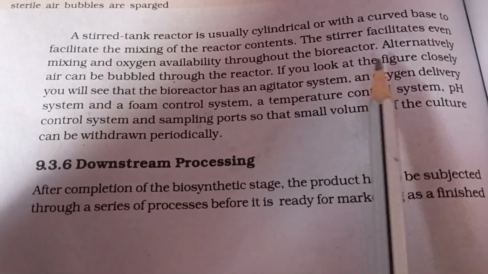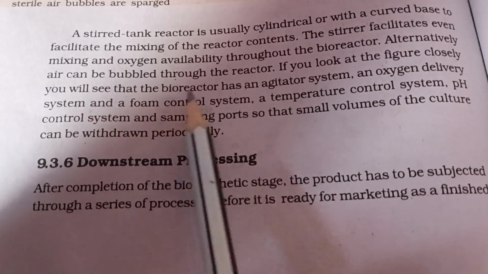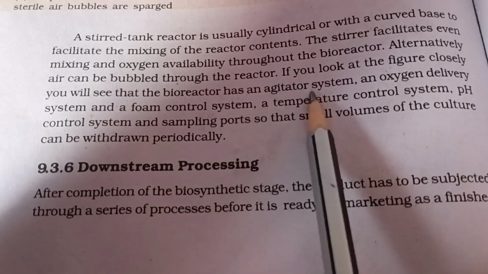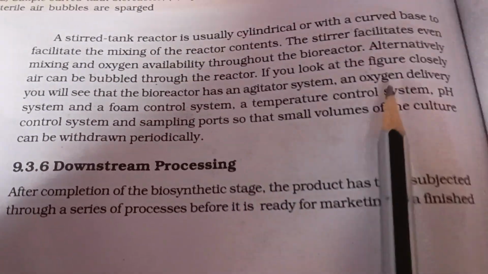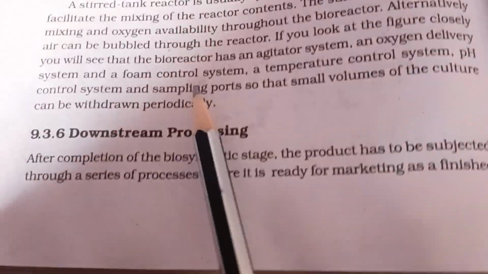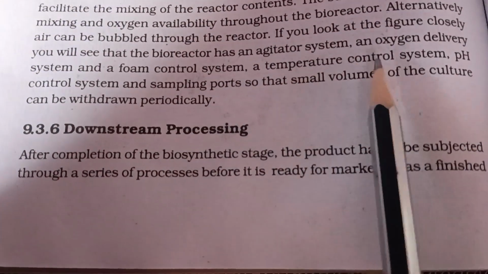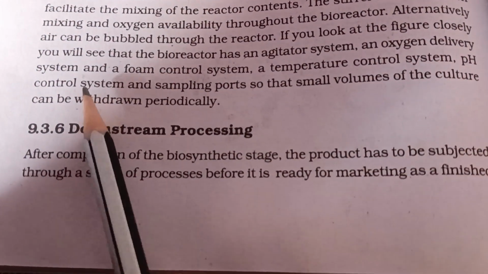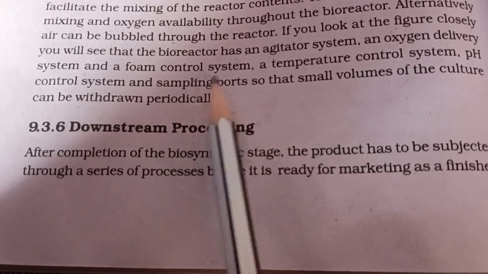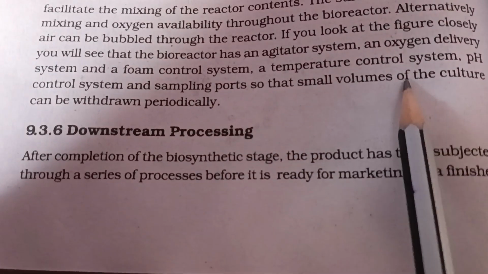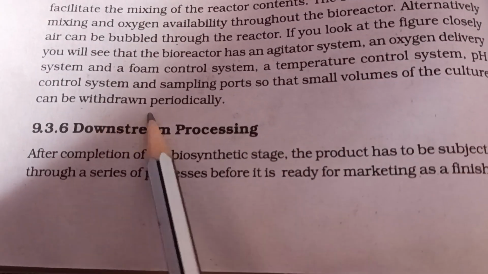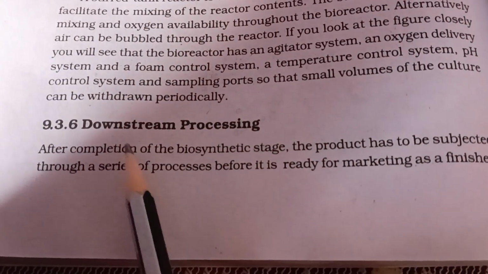If you look at the figure closely, you will see that the bioreactor has an agitator system, an oxygen delivery system, a foam control system, a temperature control system, pH control system, and sampling ports so that small volumes of the culture can be withdrawn periodically.